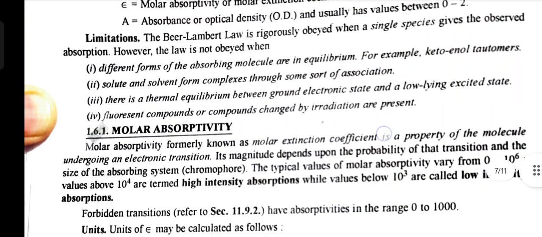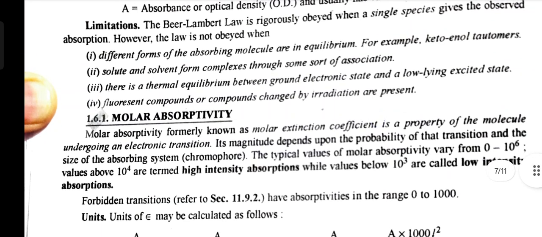Molar absorptivity, formerly known as molar extinction coefficient, is a property of the molecule undergoing an electronic transition. Its magnitude depends upon the probability of that transition and the size of the absorbing system, the chromophore. The typical values of molar absorptivity vary from 0 to 10 raised to power 6. Values above 10 raised to power 4 are termed high intensity absorption, while values below 10 raised to power 3 are called low intensity absorption.